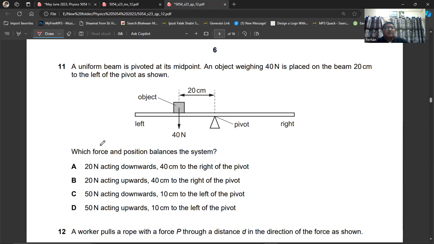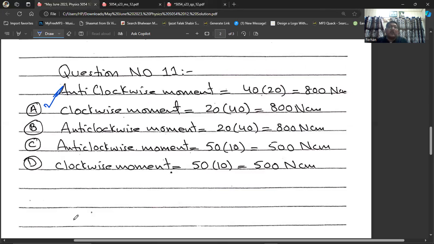So in this last part, he says 50 Newton acting upwards and 10 centimeter to the left. The force acting here in the upward direction will be able to balance, I think. But the problem is, because it is going to produce a clockwise moment, we have to check whether the numerical value is also the same.